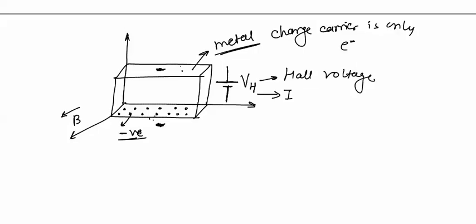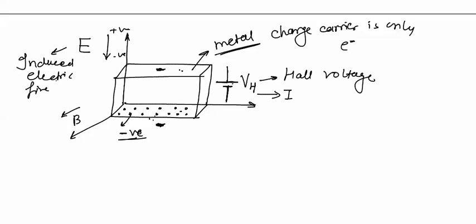If top surface is more positive than bottom surface, then electric field will be directed from positive to negative, and this electric field is called induced electric field. This electric field is in the downward direction for metals. Now we will change the type of material and we'll see the direction of electric field again.